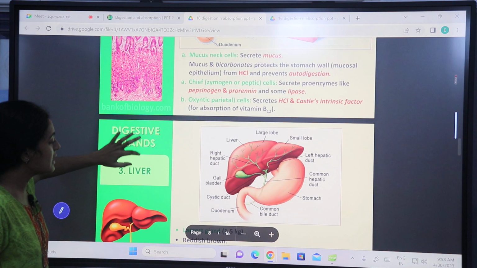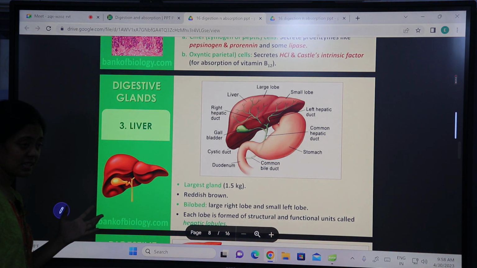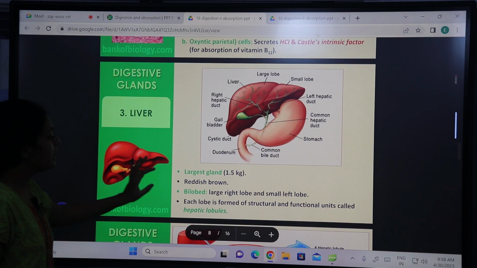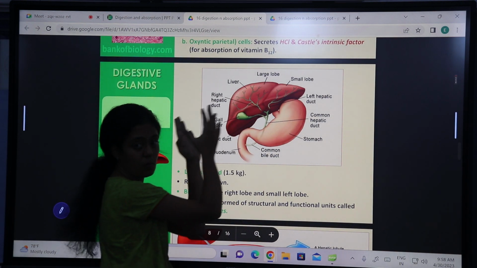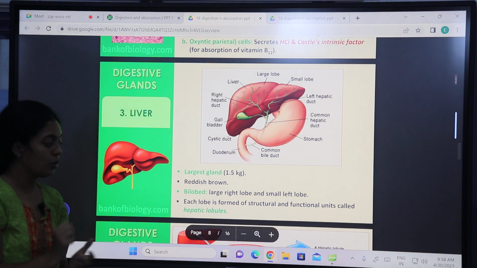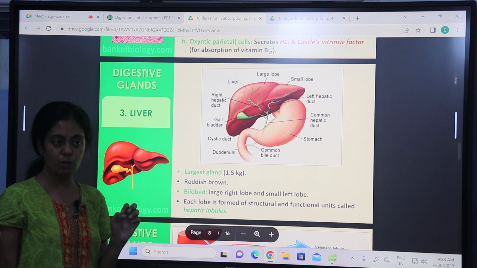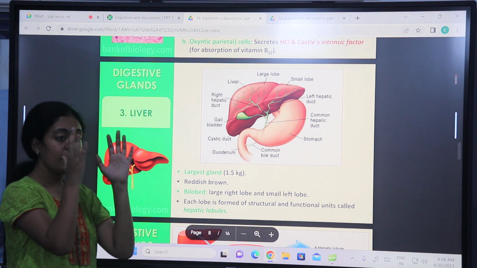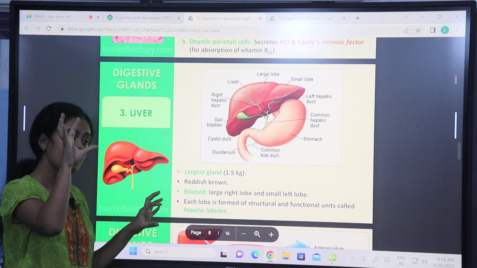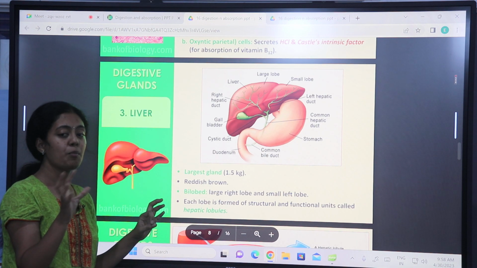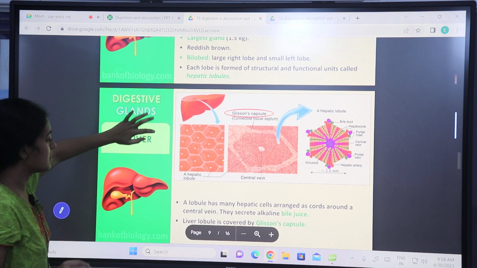Next let's talk about the liver. We already discussed it: it's the largest gland, 1.5 kg. It is bilobed, with a large right lobe. Can you see? The right lobe is large compared to the left lobe, and each lobe is made up of numerous lobules. This also we discussed in the last class. The right lobe is large and the left lobe is small, and each lobule looks something like this.